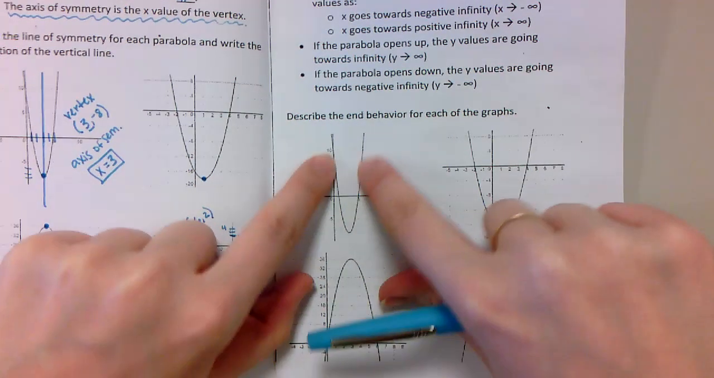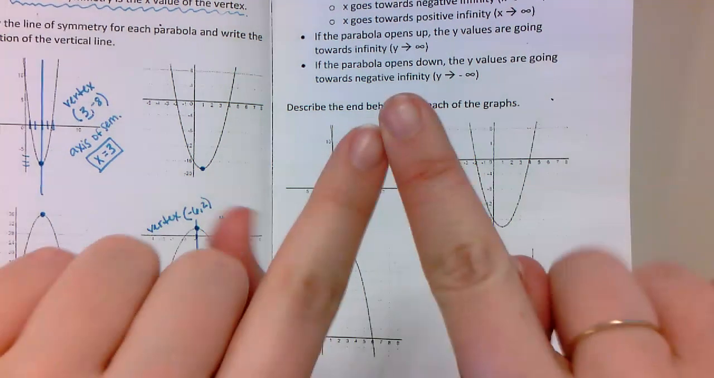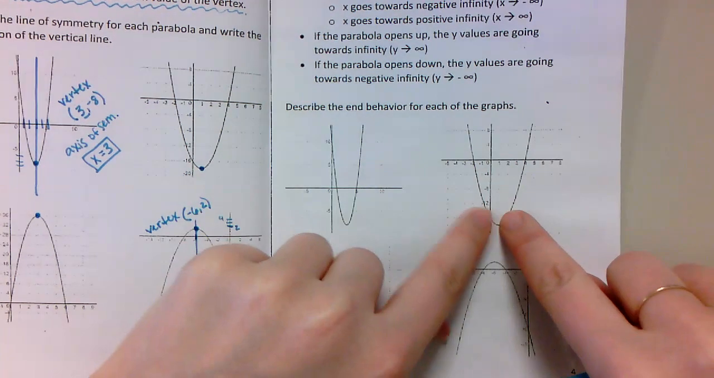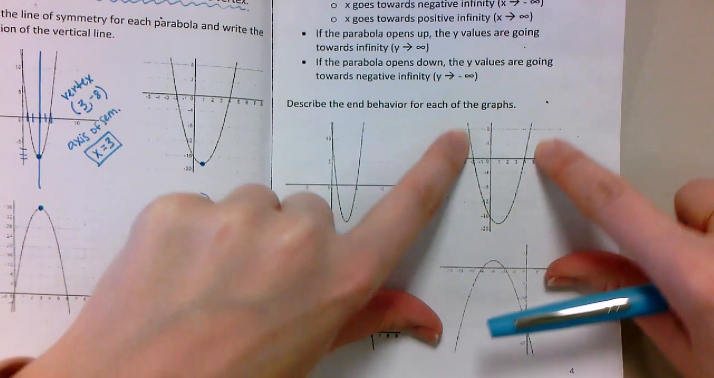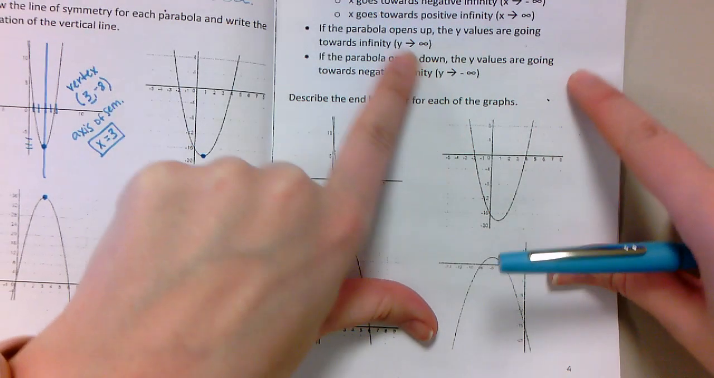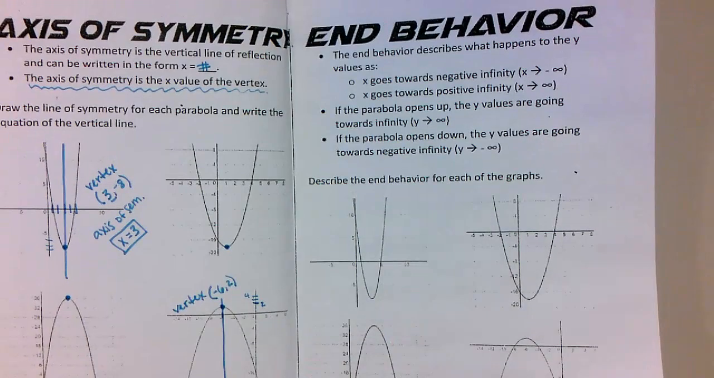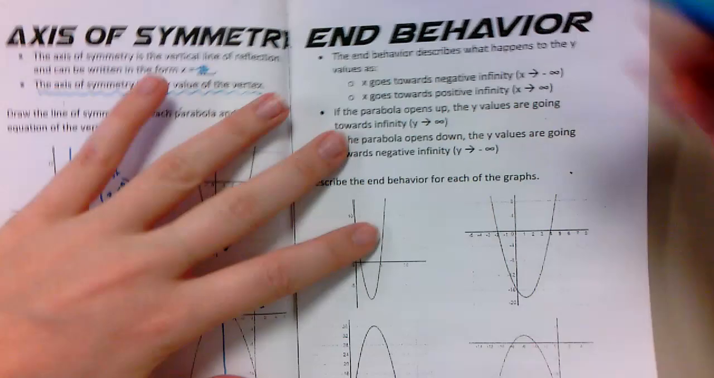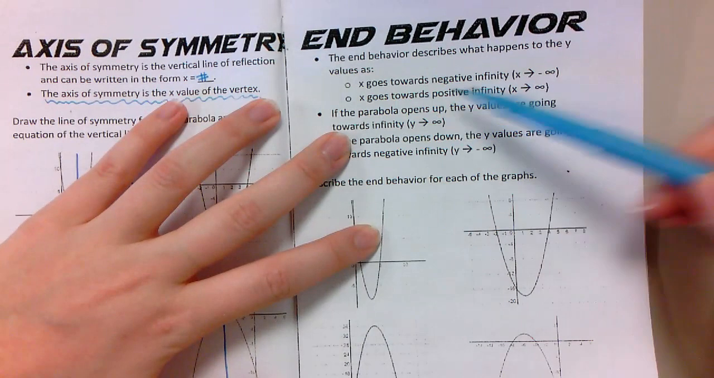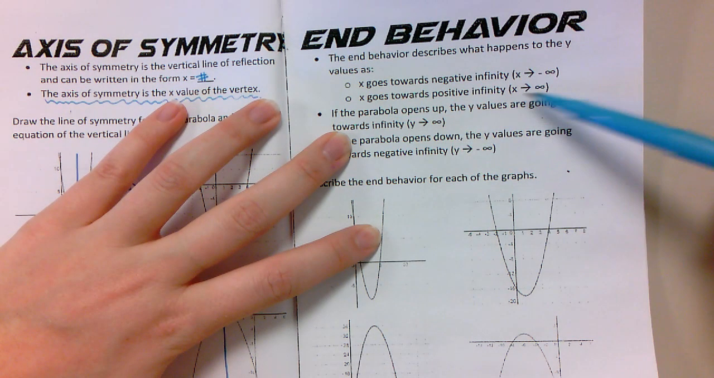Are they either moving up and away or down and away? And they're always going to be moving out. You're never going to have a U that all of a sudden comes back in and crosses. They're always going to keep spreading further and further out the bigger you make it. So the end behaviors can be described as the following. X goes towards negative infinity. You would write it like this. X goes towards positive infinity.